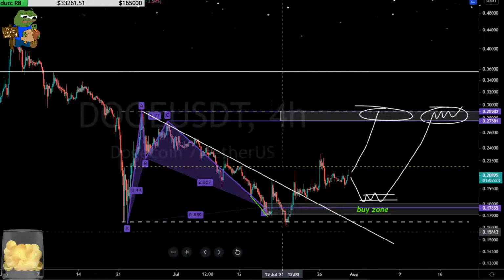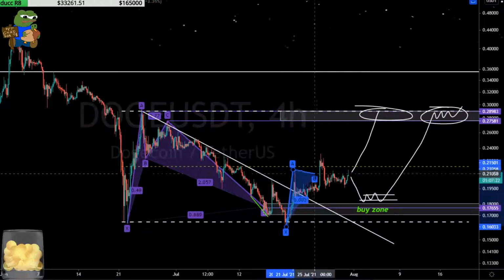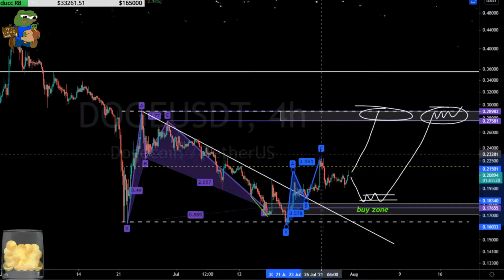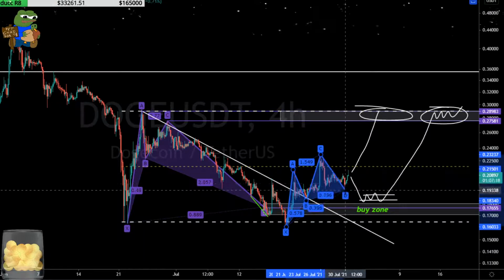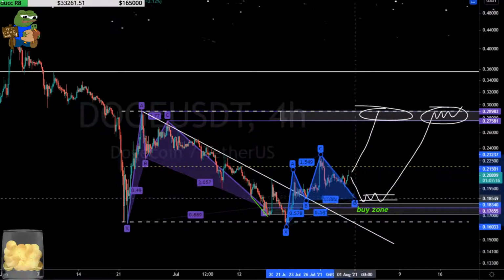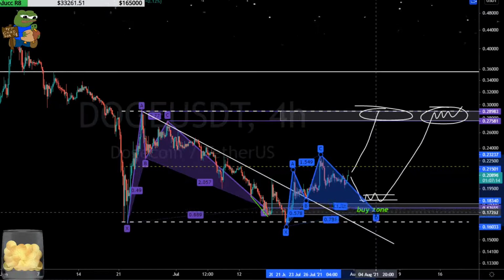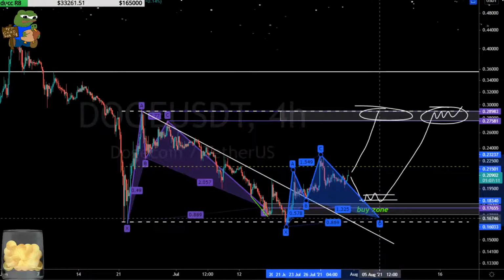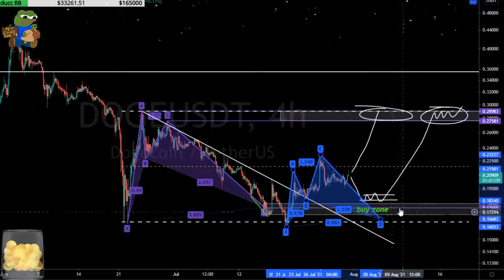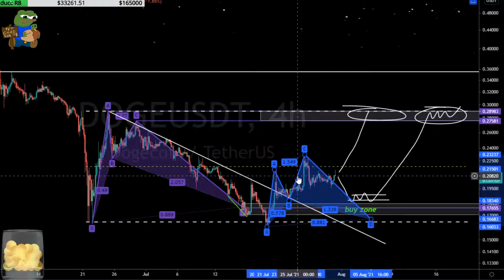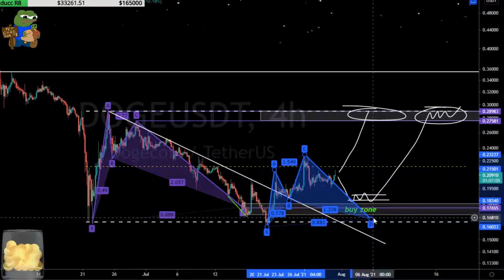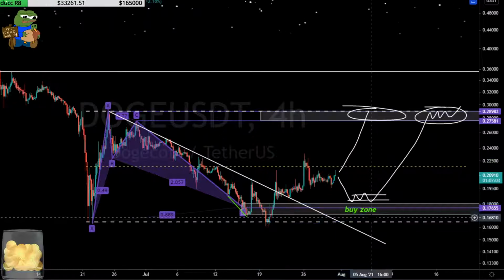So again, let's see, might be some kind of X, A, B, C. This would be a shark, so we'd be looking for an 886. Okay, 886 would put you right back in the deep retrace. So I don't know that you'll get this shark, but if you do get an 886 down here, watch out. All right, there could be a shark.